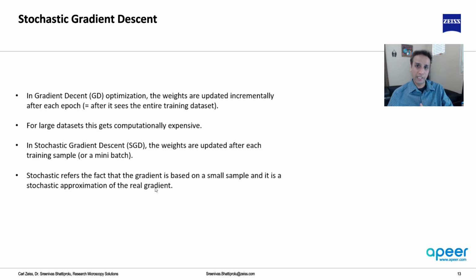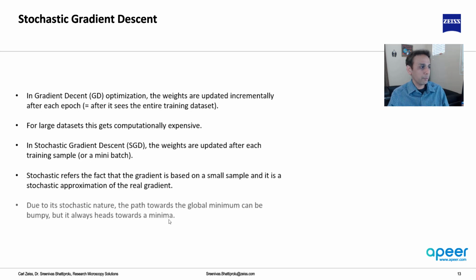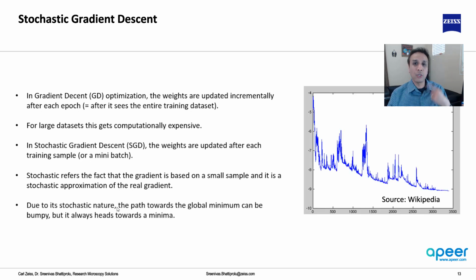So if you have a real gradient, you'll only find out the real gradient if all data goes through that. But then we are not doing that. We are only sending a small one. And we are saying, oh, that's approximate to the real one. Okay, that's where this term comes into the picture. And because it's stochastic in nature, the path towards the minimum can be very bumpy. You see how bumpy this is, but it sure heads in the right direction, given enough epochs.